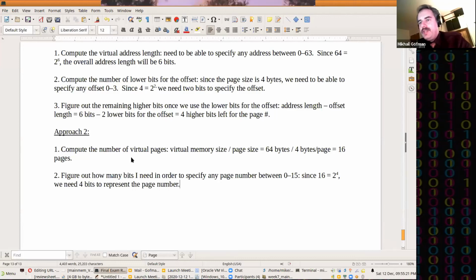And by the way, if at this point I wanted to figure out the page offset, I can easily do that. Because if I know how many higher bits I'll be using to represent page numbers, and I know my address length is 6 bits, I can simply do 6 minus 4, which will give me 2 bits left for the offset. Okay, does it make sense? Yeah. So it's not really that hard.